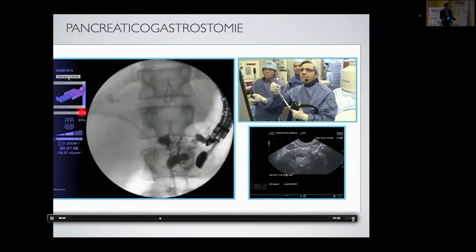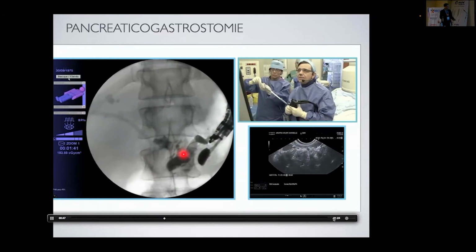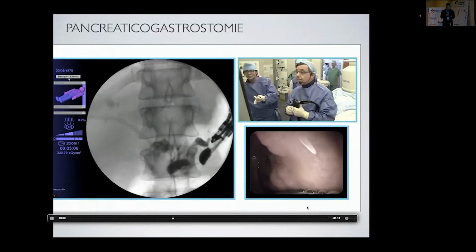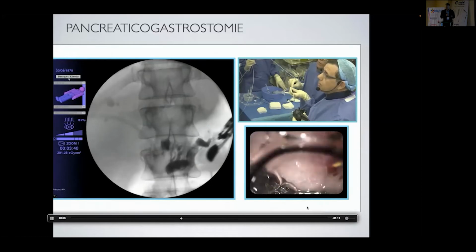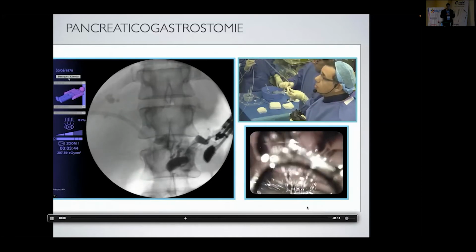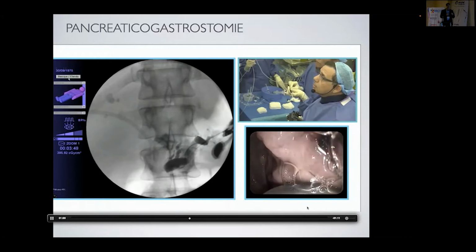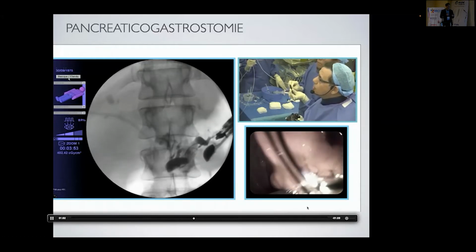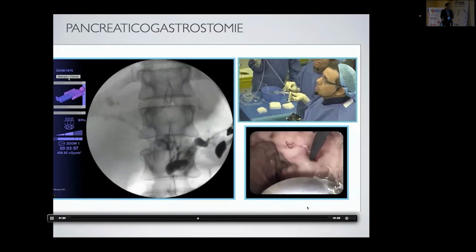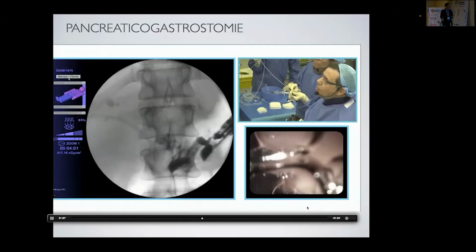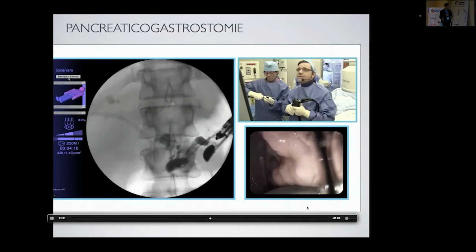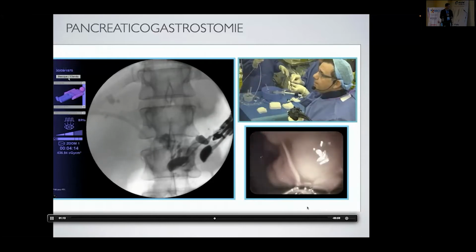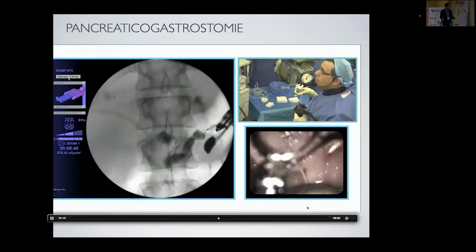After inserting the wire, exchange, insertion of a 6 French cystostom. And because the pancreas is very hard in chronic pancreatitis, it's the case in hepaticogastrostomy. In hepatico-gastrostomy, we never dilate it, but in pancreatico-gastrostomy, it's the case in which we dilate the fistula with a balloon of 4 millimeters diameter.